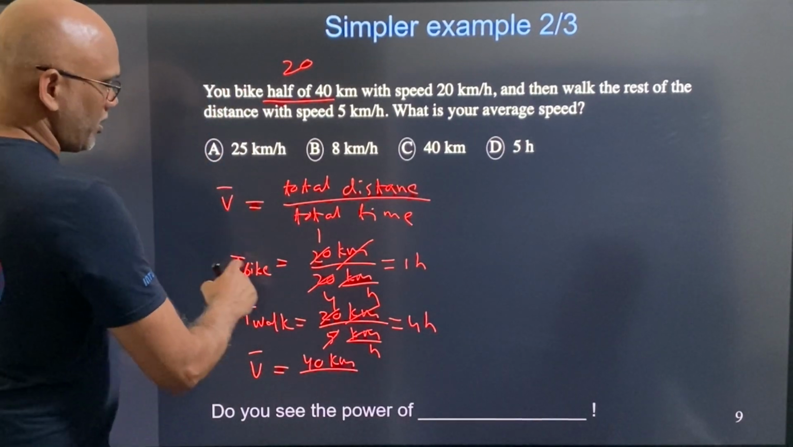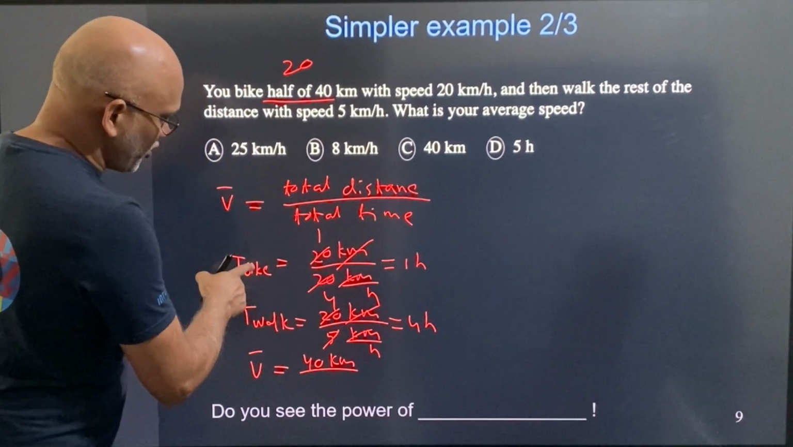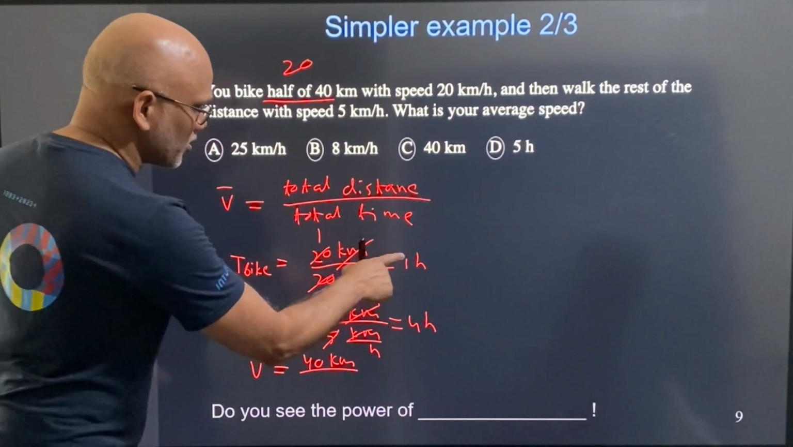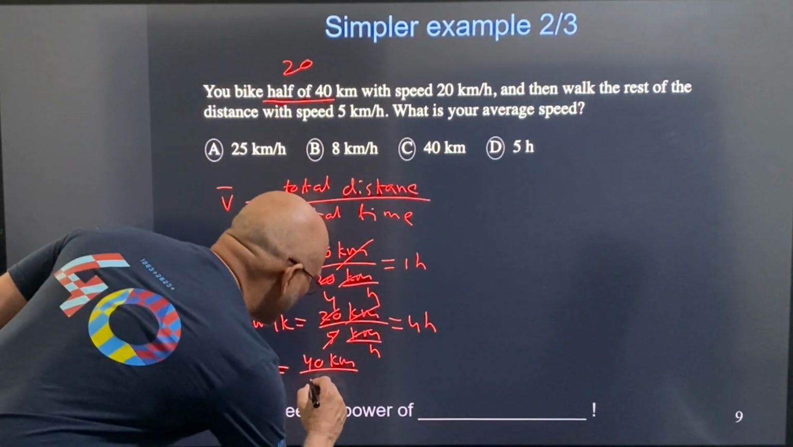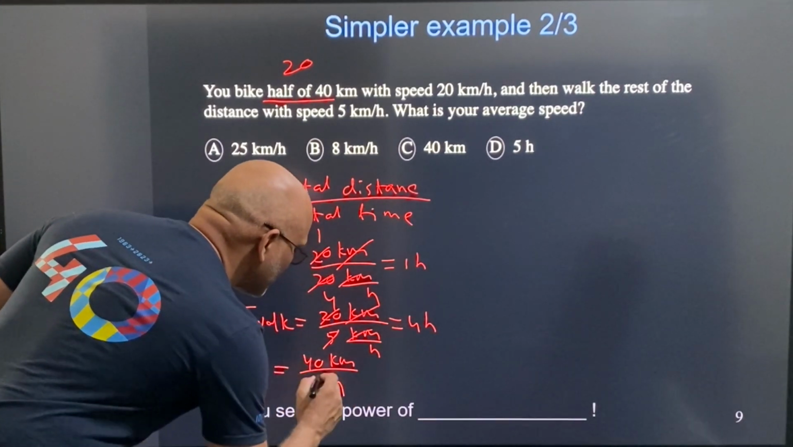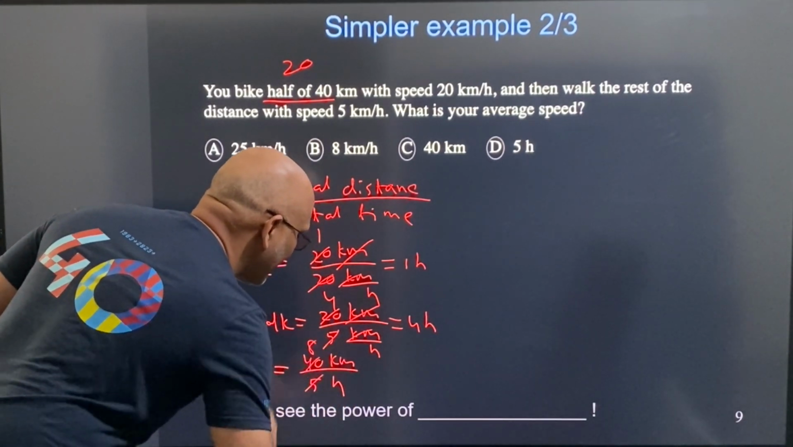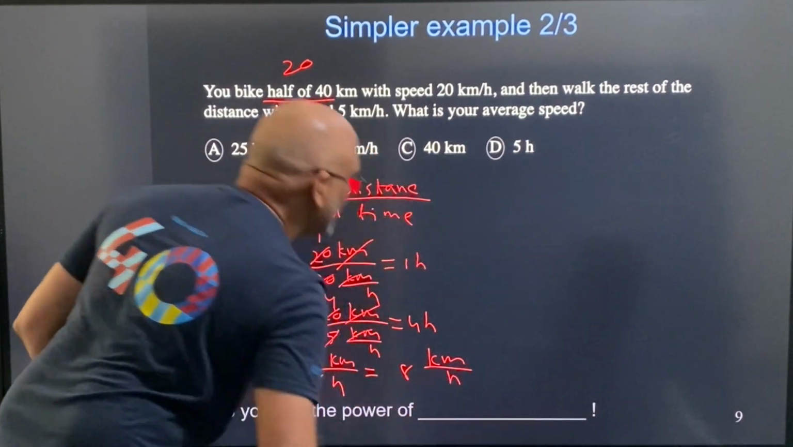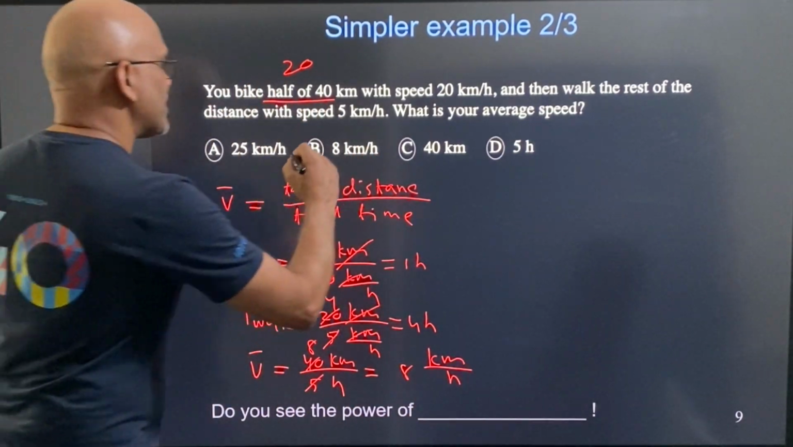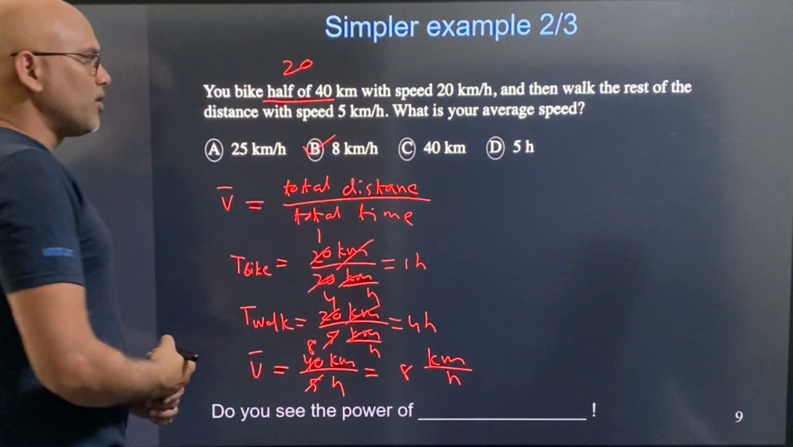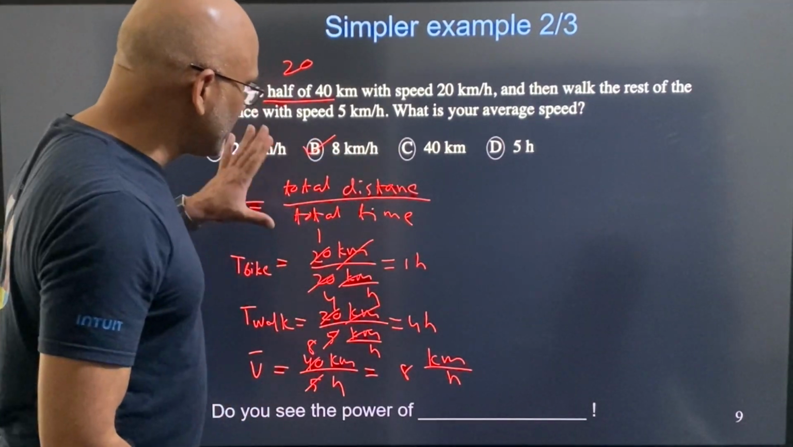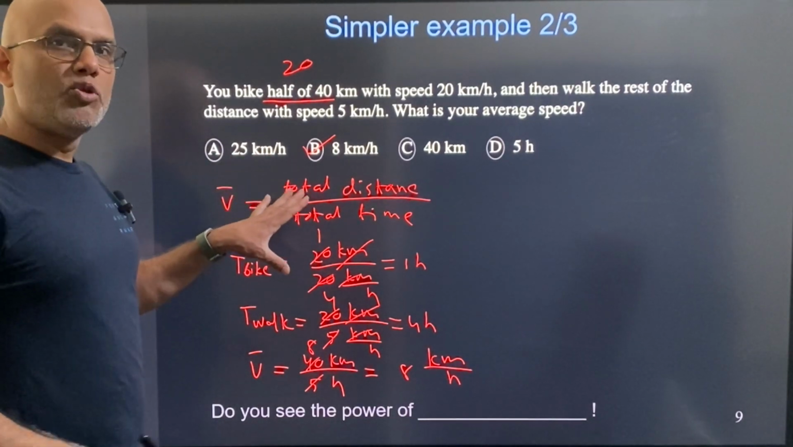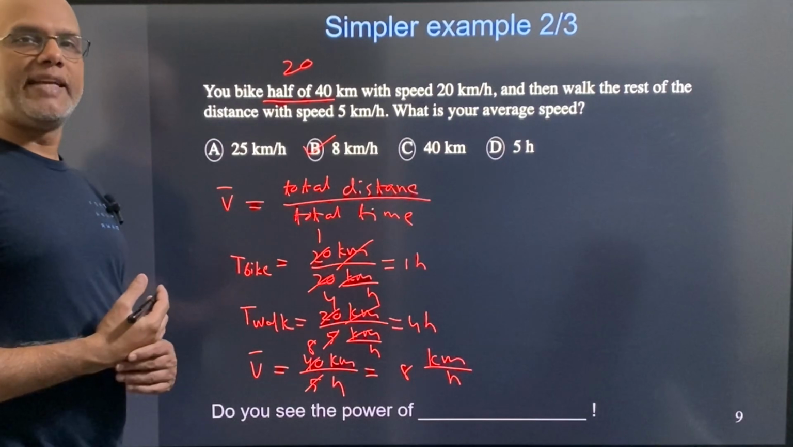divided by total time. Total time is the time it takes for the bike and the time it takes for walking. So 1 plus 4 is 5 hours. So this is going to be 8 kilometers per hour. And then if you look at the choices, B is the correct choice. So this is a proper way of solving the problem using the concept of average speed.